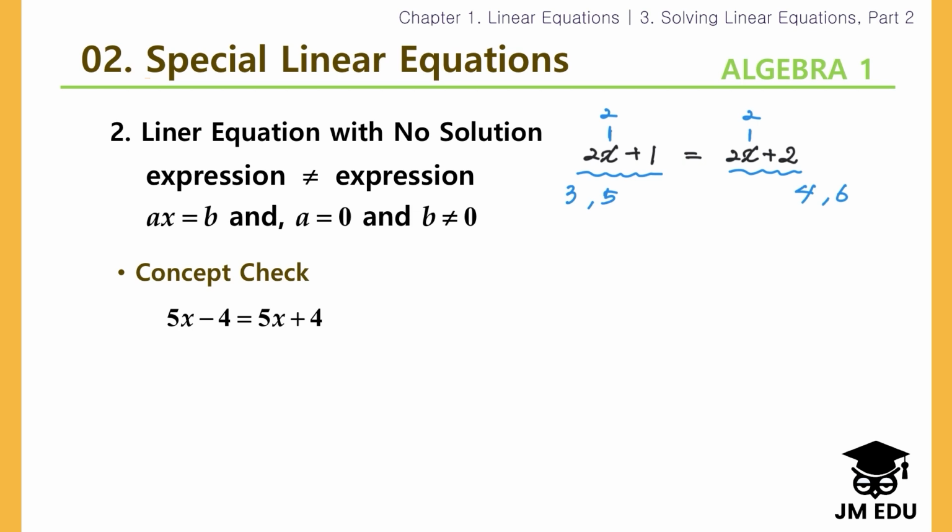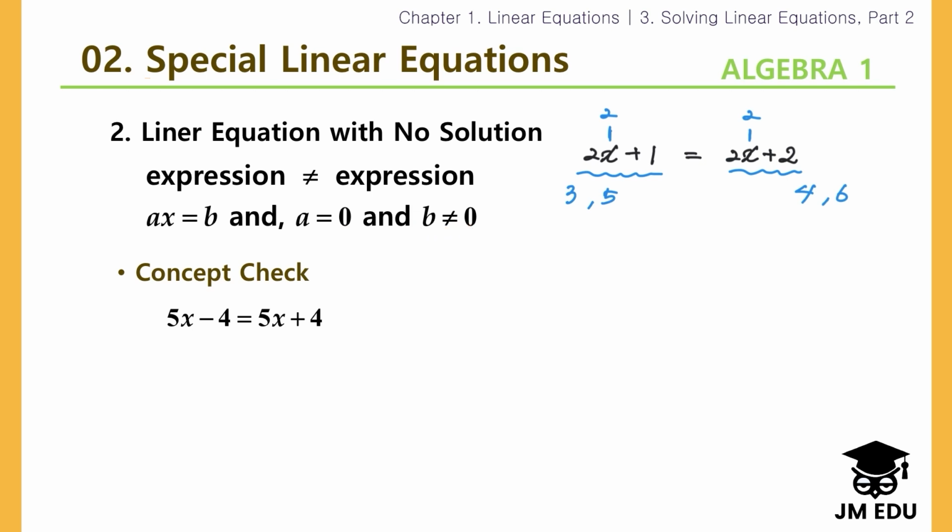Okay? So when we look at this equation, the equation has no solution if they have a same x term but different constants. So when we simplify this equation, we will have ax is equal to b form with a is equal to 0 but b is not equal to 0.